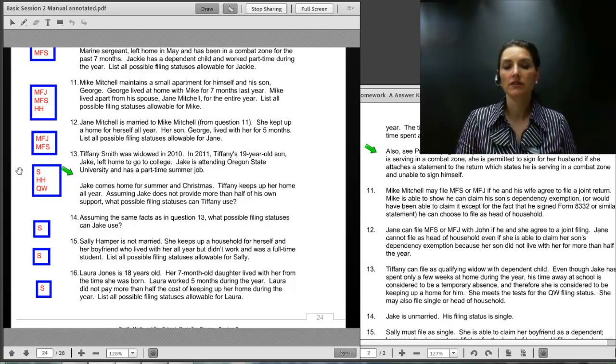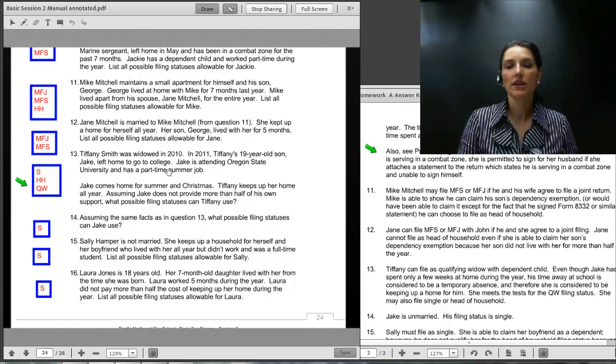Well, the answer is certainly single. Once she's widowed, the year after that, she is a single person. She could go for that. She could also qualify for head of household. After all, she is keeping up a household for her son. And then another possible choice is qualifying widow, since this is within 2 years of the date of death and her son is considered to have lived with her. And that's the kicker on this one.